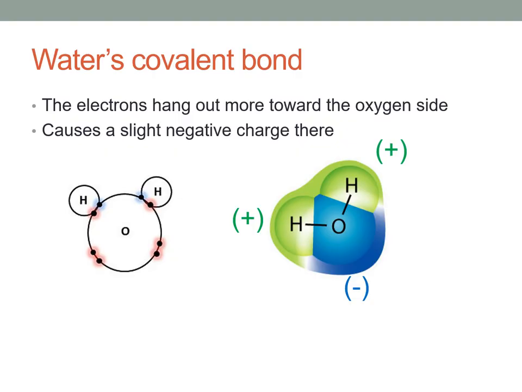So we have this covalent bond. Now, if you think about atomic structure, you might remember that oxygen has eight protons. They're positively charged.